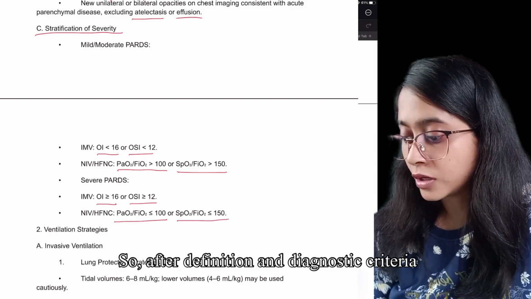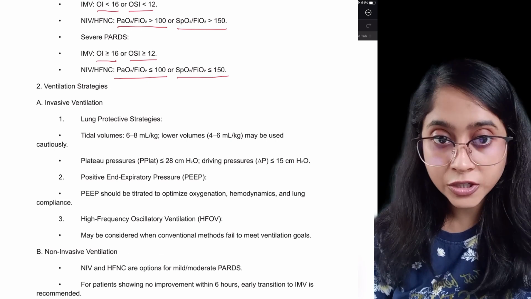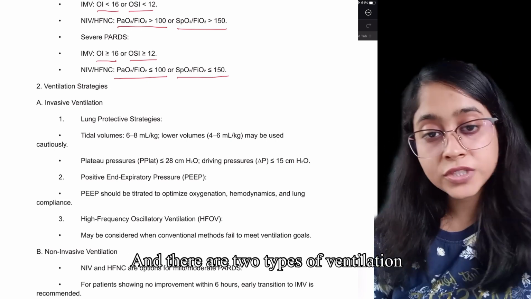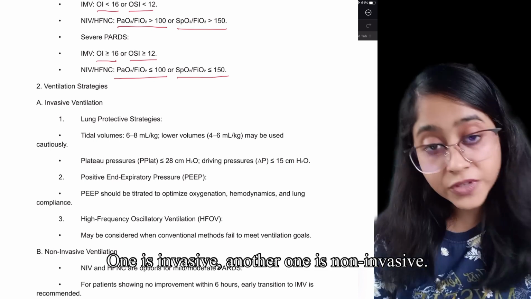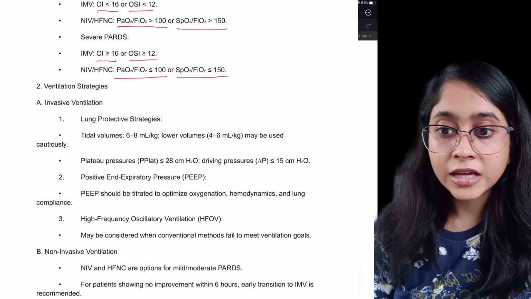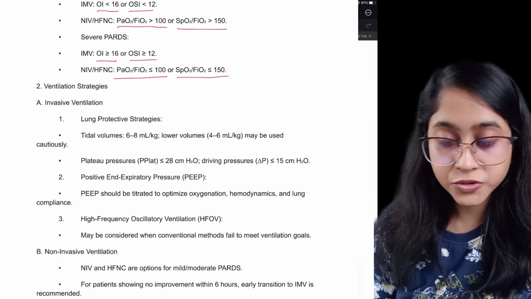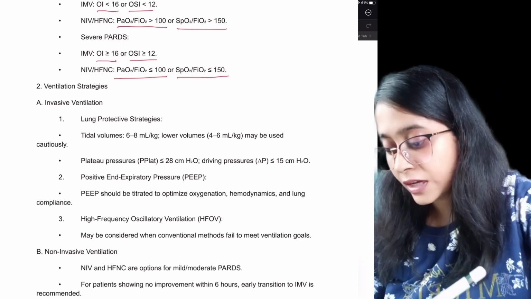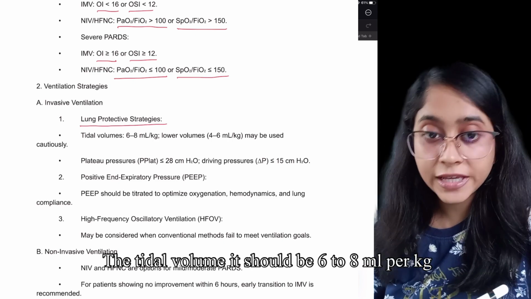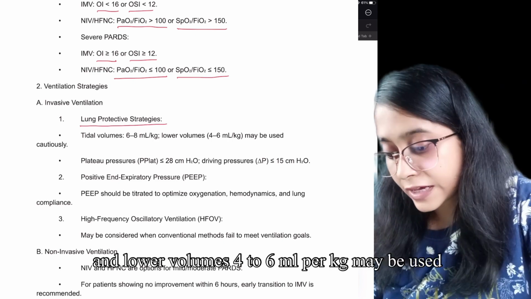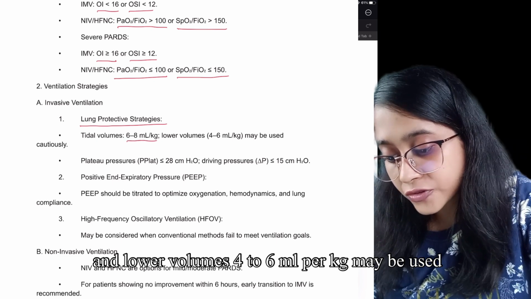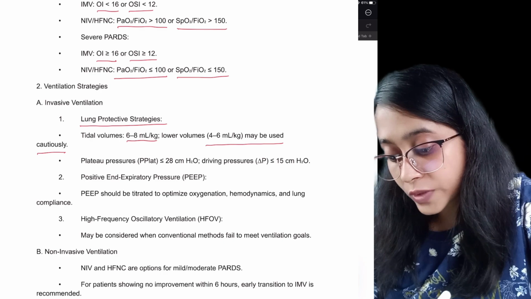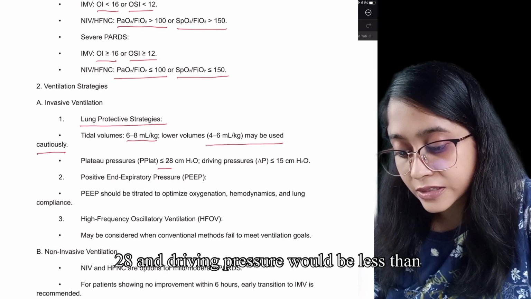After the definition and diagnostic criteria are over, let us go to the ventilation strategies. There are two types of ventilation recommendations, one invasive, another non-invasive. And we have to aim for lung protective ventilation. So what are the strategies in lung protective ventilation? The tidal volume should be 6 to 8 ml per kg, and lower volumes, 4 to 6 ml per kg, may be used cautiously. Plateau pressures would be less than or equal to 28 and driving pressure would be less than or equal to 15.